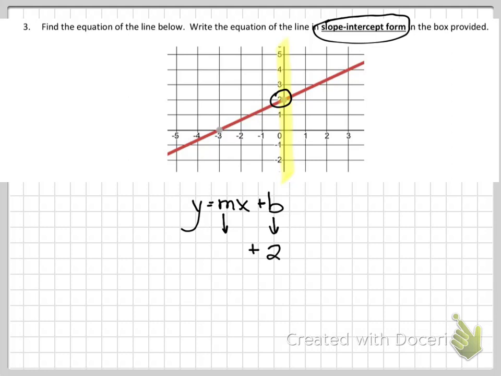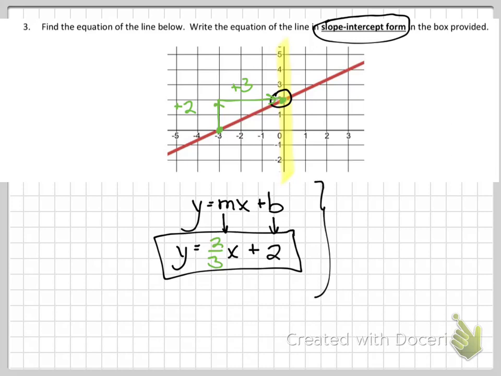Okay, finding the slope takes a little bit more work. If you think about going from this point to this point, in order to do that, we would need to go up 2 units, and we would need to go right 3 units. So that tells us that our slope is positive 2 over 3. So the final answer for this problem is y equals 2/3 x plus 2. And again, all I need to have on my paper is this work here.